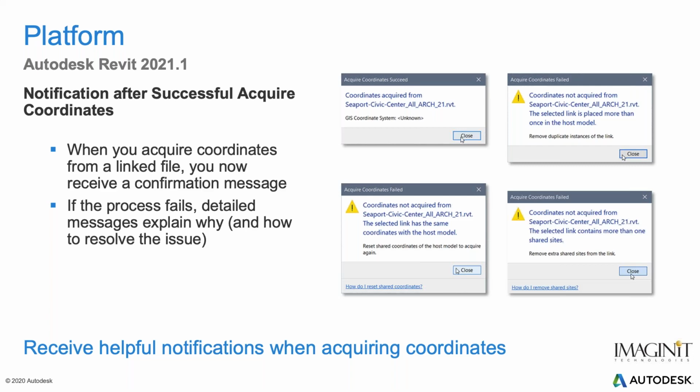And then when acquire shared coordinates fails, a dialog will appear and let you know what happened, like why this is not working, and there'll be links to potential help topics. This is providing users with a very helpful notification system to just let you know whether or not the shared coordinate acquisition was successful.